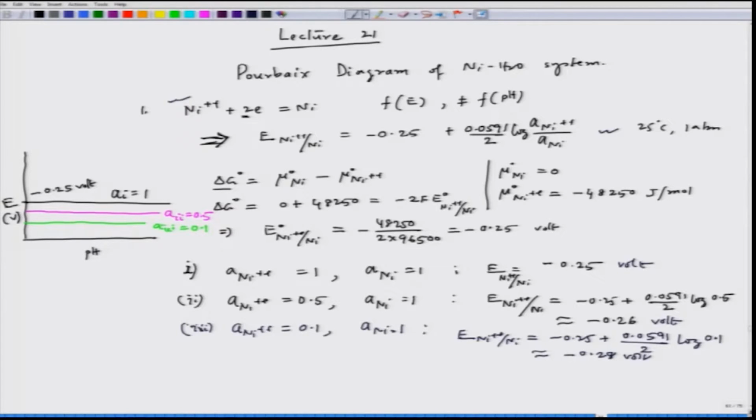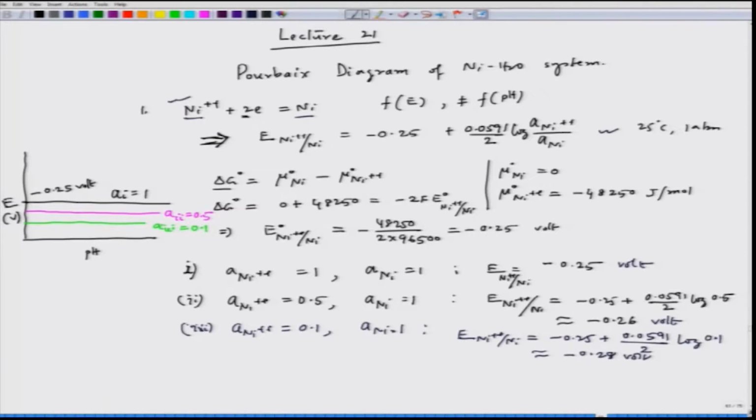So, now the question is, whenever we have this line, we also have to see the stability of two species. Here the stability means these two species, this one and this one. Now, the question is, which side would be my nickel and which side would be Ni plus plus.